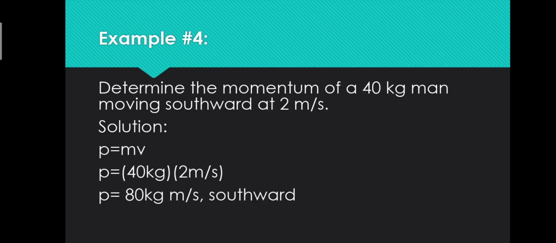Example number 4. Determine the momentum of a 40-kilogram man moving southward at 2 meter per second. In this problem, let's apply the equation of momentum, which is P equals m times v. Since the mass is 40 kilogram and the velocity is 2 meter per second, now let's multiply the value of m and v. 40 times 2, which is the momentum, is equal to 80 kilogram meter per second southward.